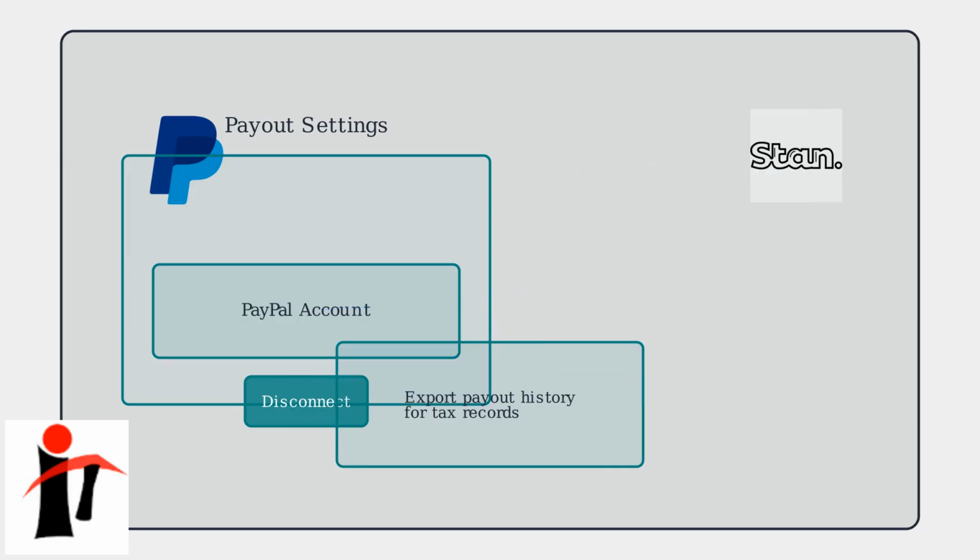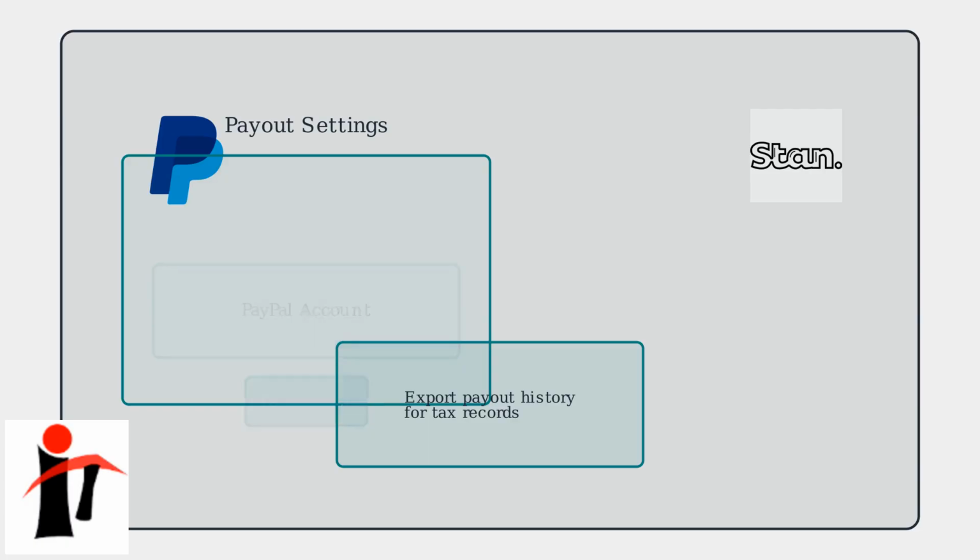StanStore strongly recommends exporting your payout history before proceeding, as this data is essential for tax records and financial tracking. Once disconnected, no further automatic transfers will occur to your PayPal account. This ensures a clean separation while maintaining your financial records.